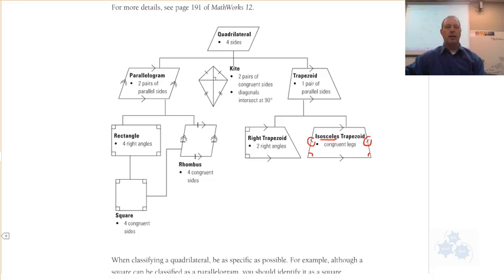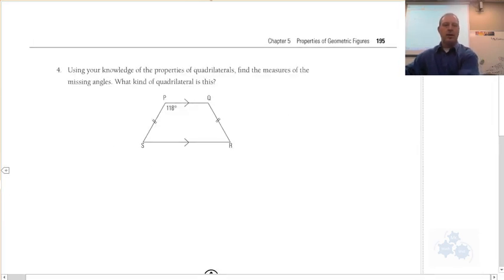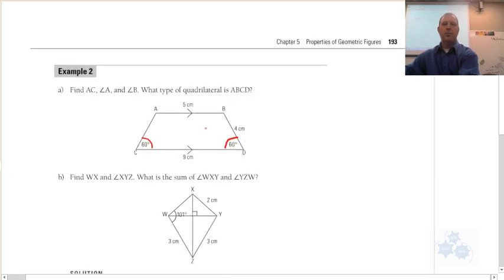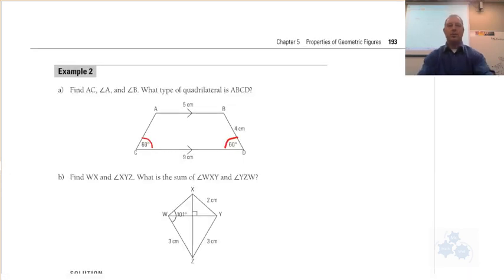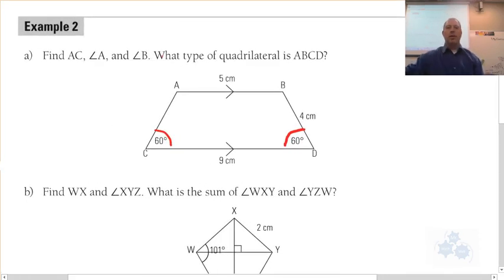So go back to this example. Where were we? Right here. If we go back to this example, what we can see is because those two angles are the same, we know that these two sides are the same. So that's 4 centimeters as well. So it says find AC. Well, we did that. This is a special isosceles trapezoid. Angle A and angle B.